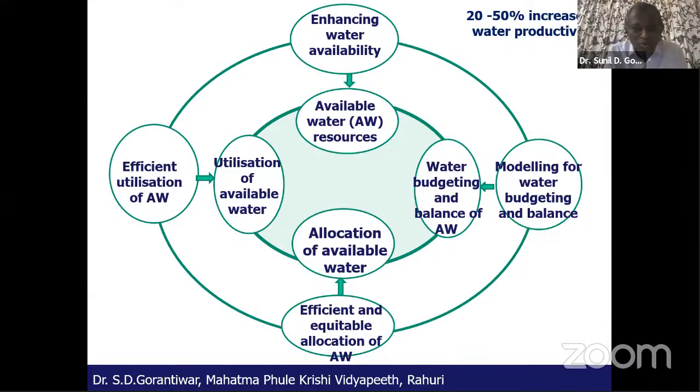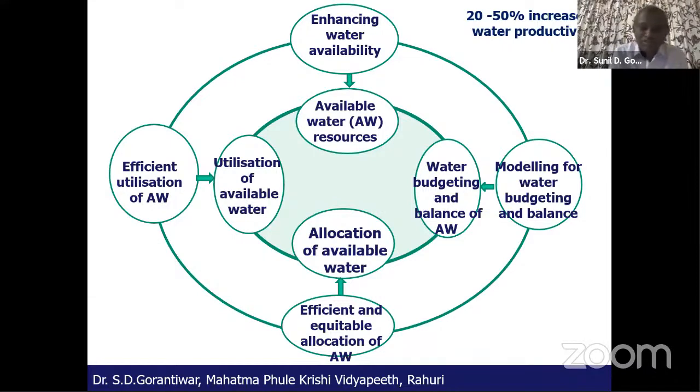Together, that is the management of the available water resources, utilization of the available water resources, allocation of the available water resources, and water budgeting and water balance. These are the 4 important components of any irrigation water management studies, or irrigation water management, in fact.